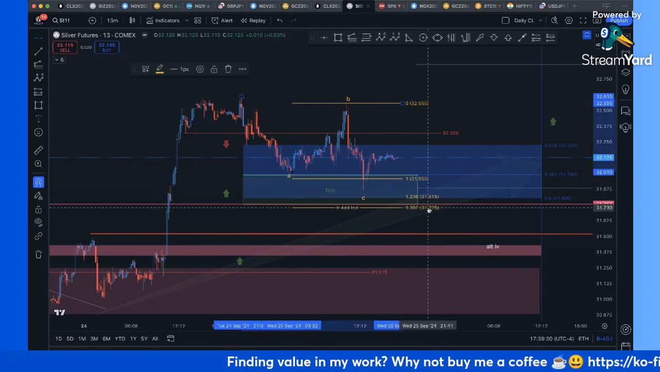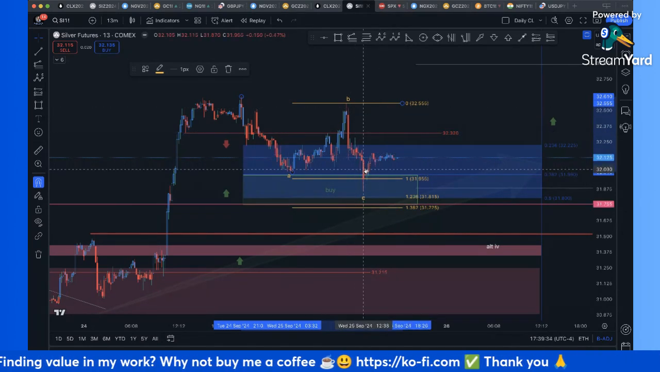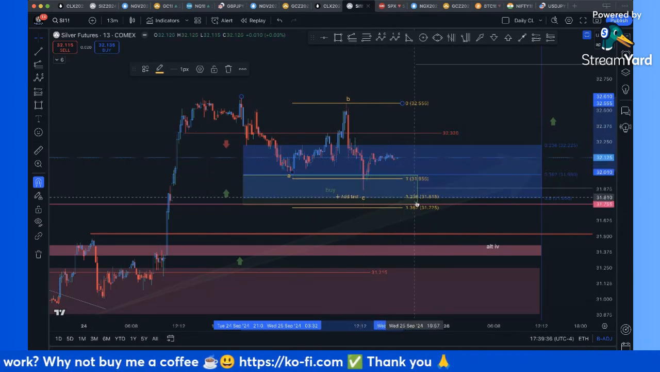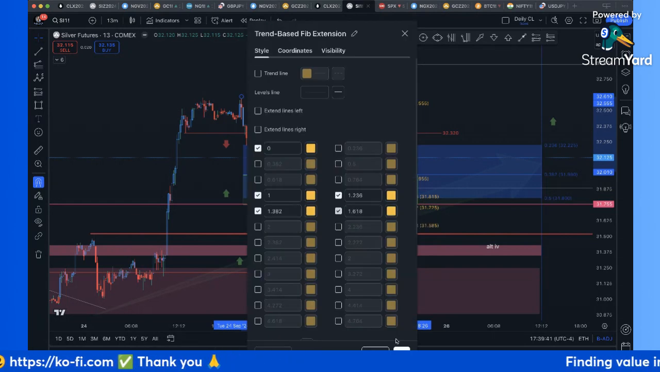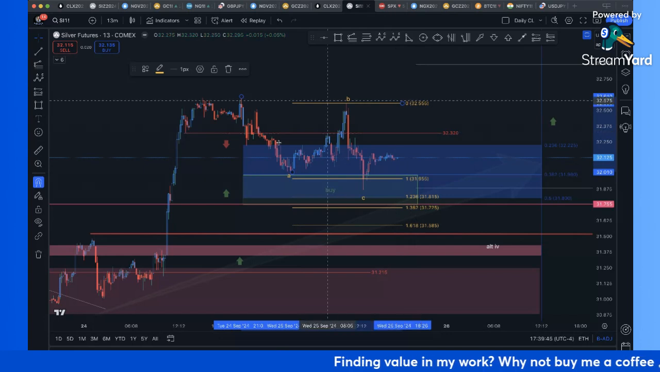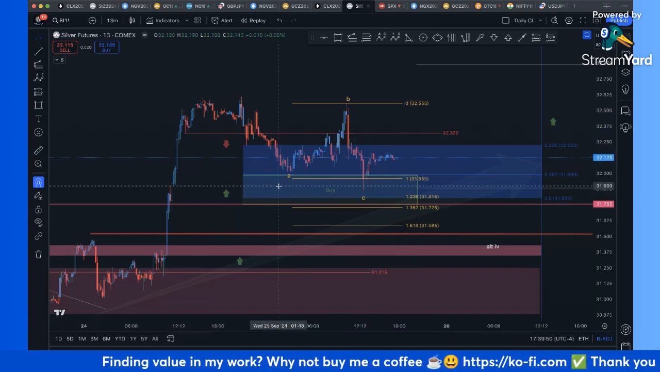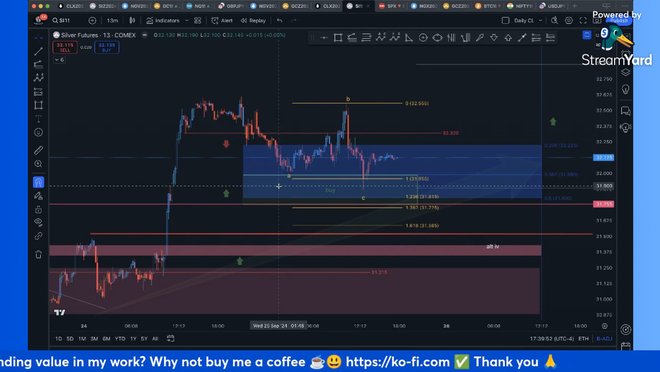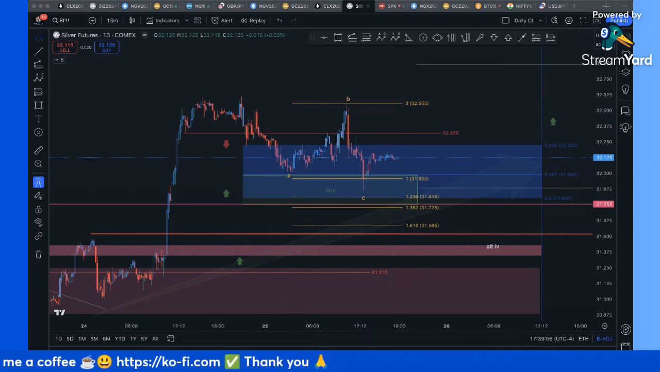Now, again, this is a fantastic clue, because if this price keeps coming down and makes it all the way to the 1618, it is very likely that this count, as we call it in Elliott wave, is wrong. We call that invalidation.